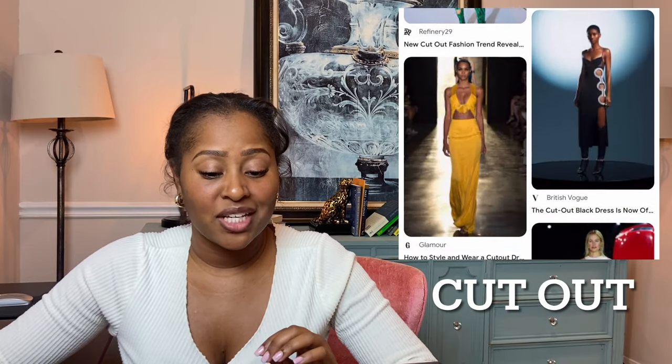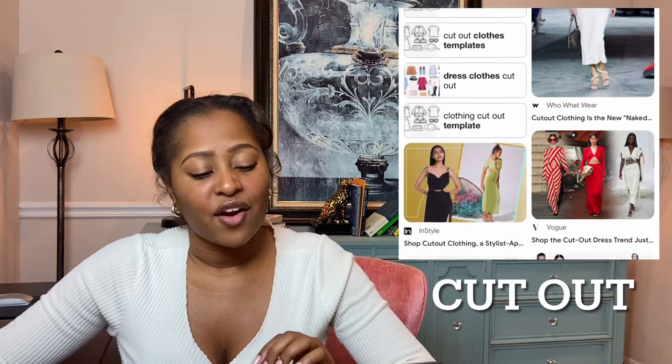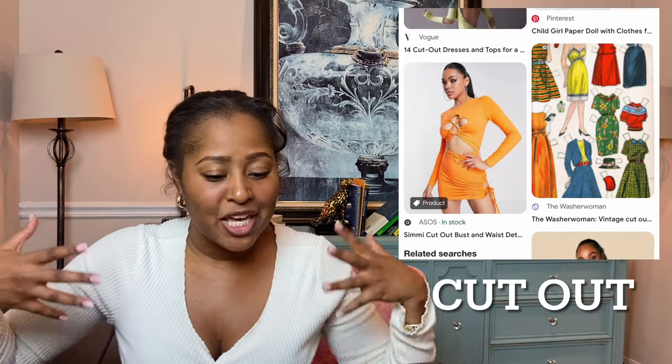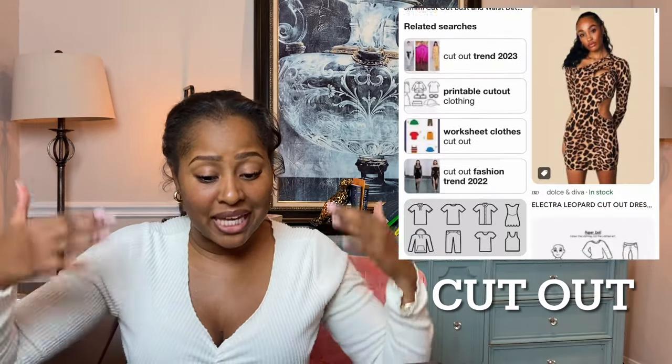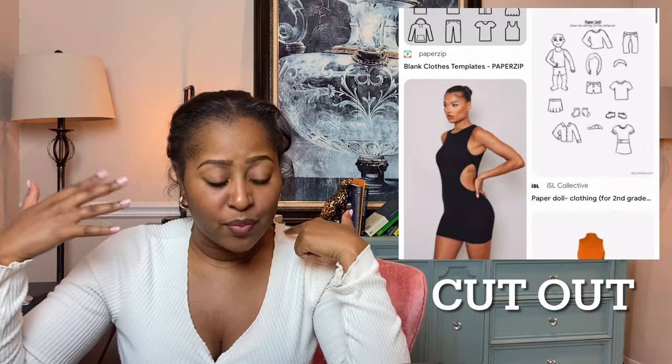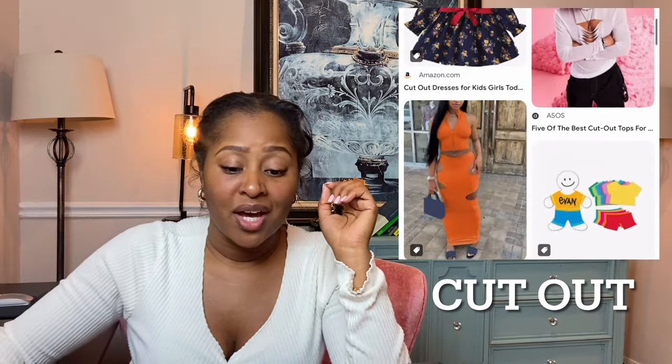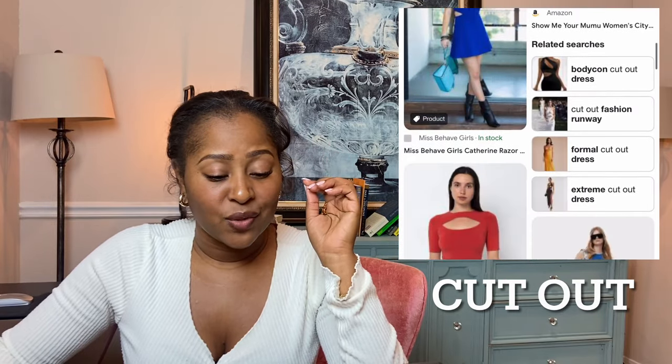Cutout. Cutout is typically characterized by having cutout sections that reveal the skin. There are a wide range of cutout dress styles, with cutouts being found down the sides, at the shoulders, around the waist and hip areas, as well as near the bust and the back. The beauty is that there are no rules about where the skin can be shown. No longer reserved for cleavage or abs, cutouts can now showcase random areas.